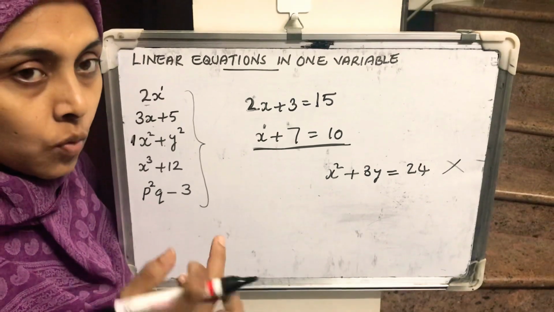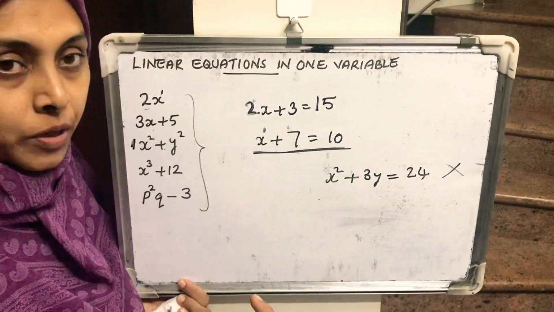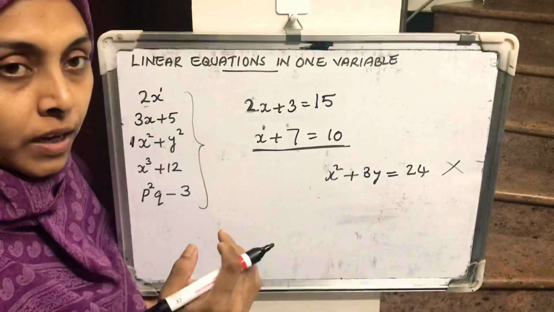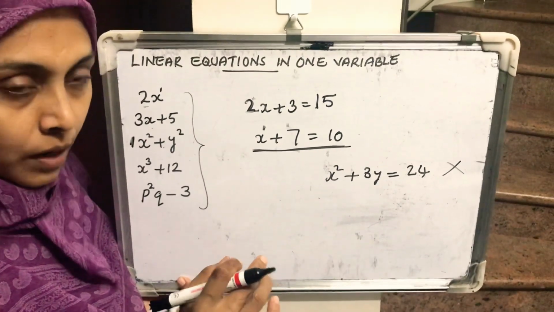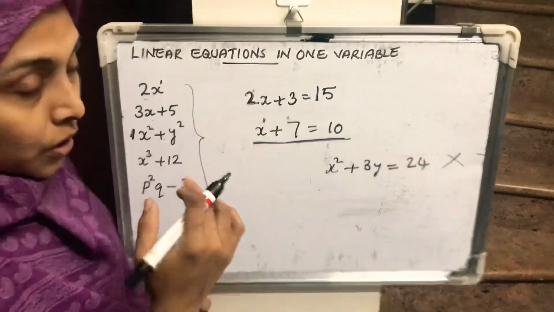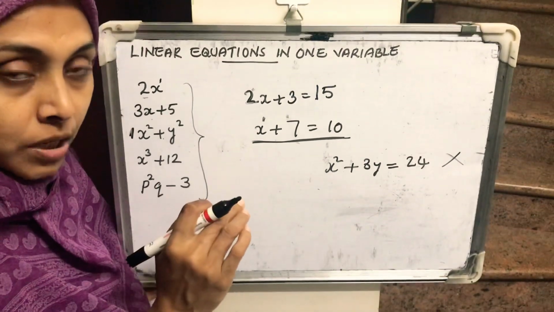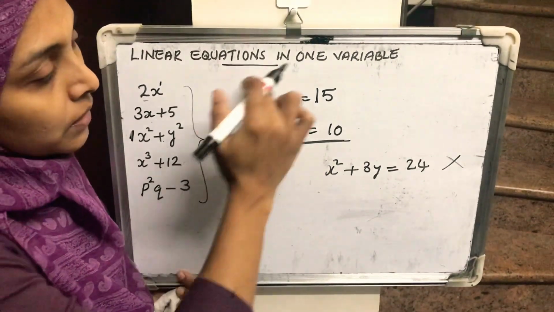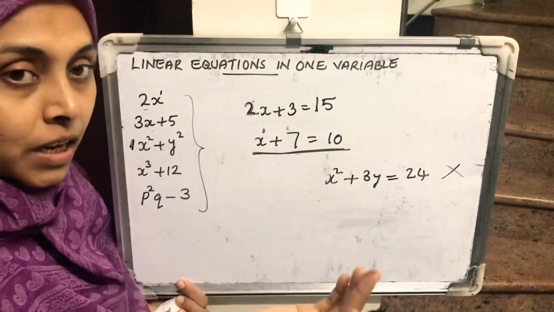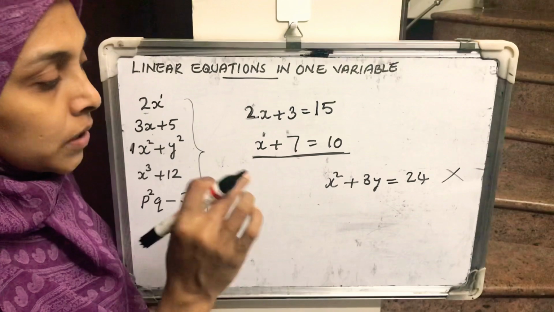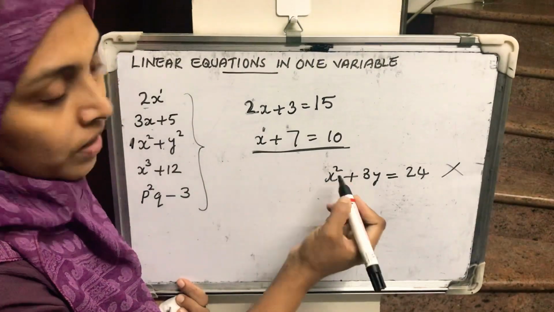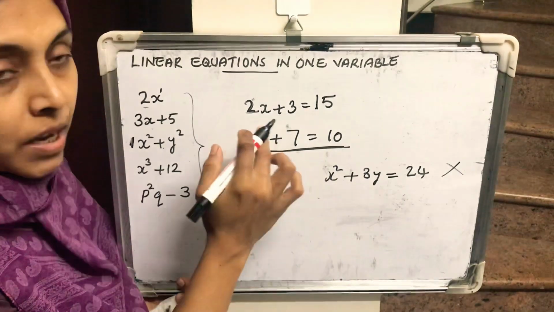So what did we discuss now? Algebraic expressions are a combination of variables and constants, combined with the mathematical operations. Next, equations: if an algebraic expression contains an equality sign, such expressions are called equations. And linear equations: if an equation has variables with only power 1, such equations are called linear equations.